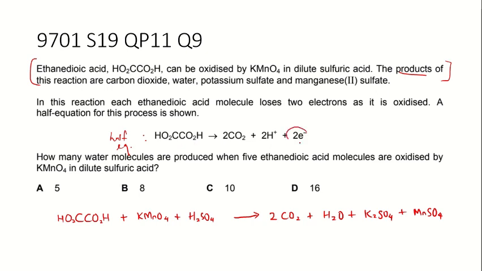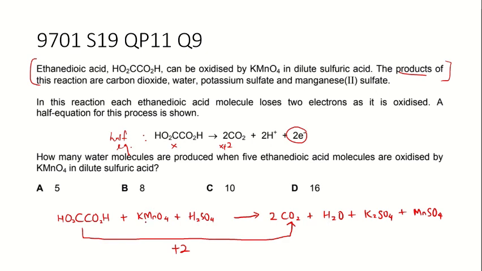Now, if we look at this half equation, I know that oxidation of ethane dioic acid will lose 2 electrons. So whatever the oxidation number of this carbon in ethane dioic acid is will become plus 2 in CO2, because it loses 2 electrons in this redox. So the change in oxidation number of carbon in this redox reaction will be increased by 2. Why? Because we are given here loses 2 electrons, so increased by 2.